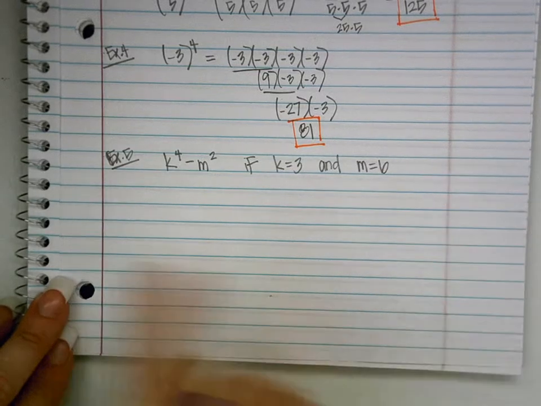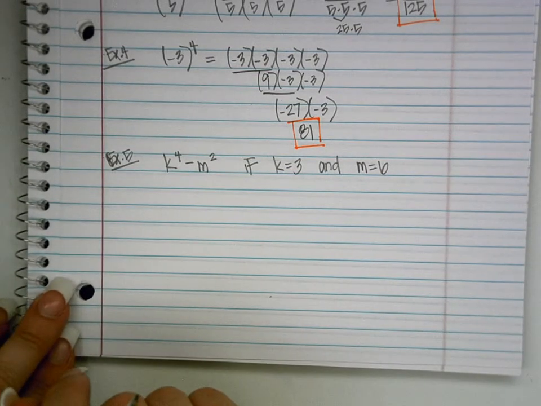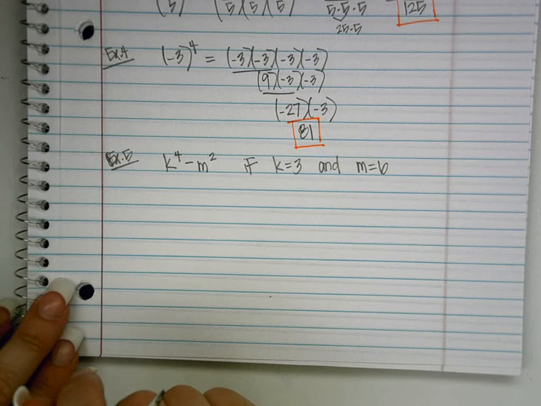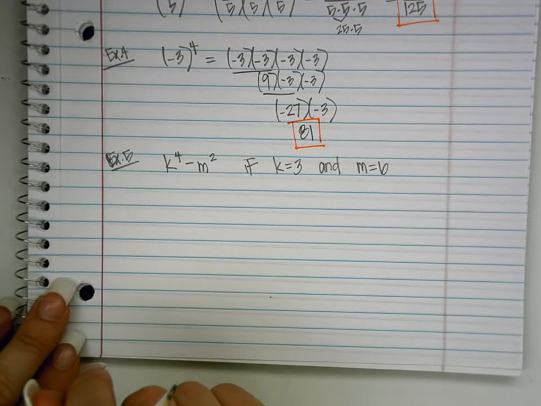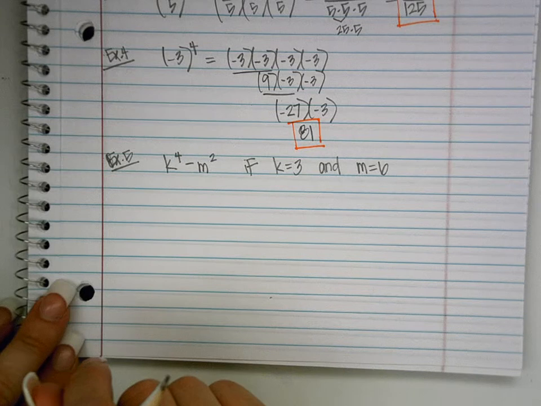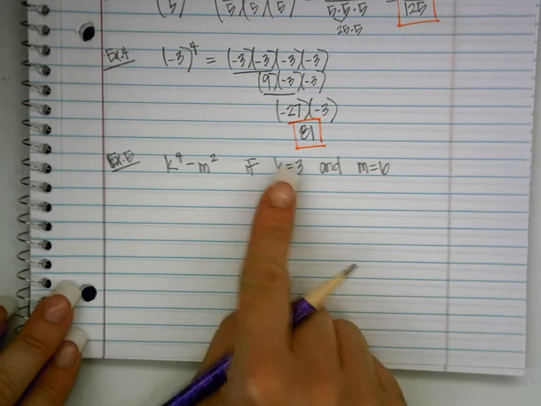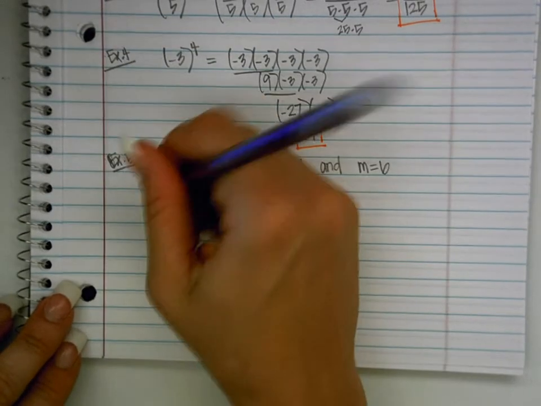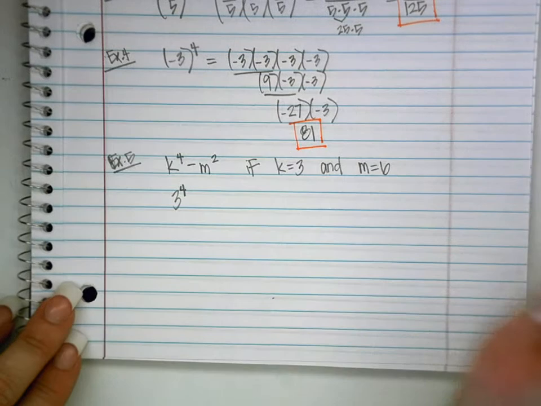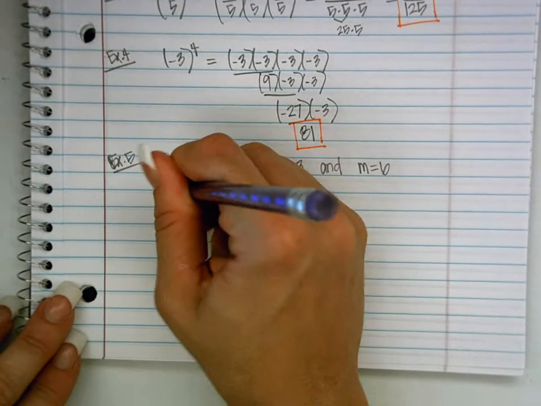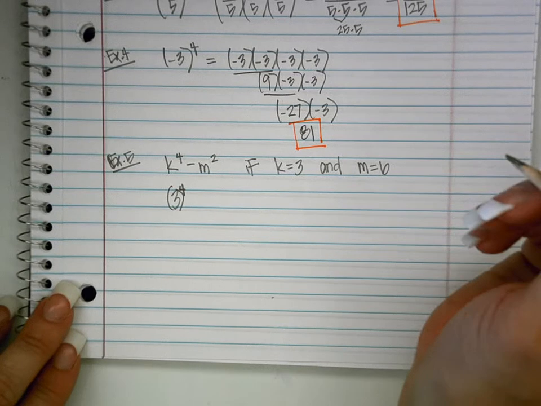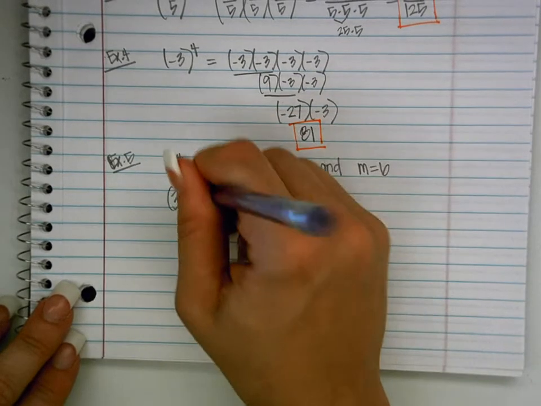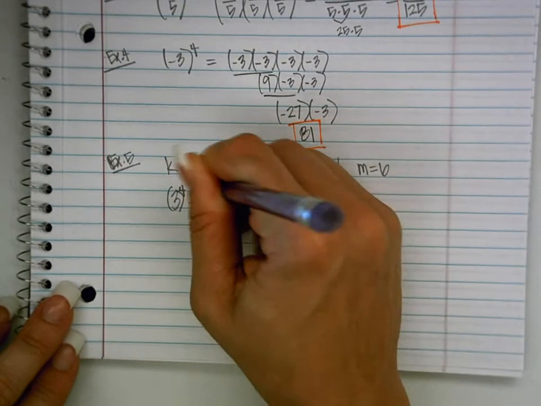So, first thing you want to do is, does anyone know the rule about whenever you plug something in? Whenever you plug it in, what do you have to do? Put it in parentheses. So, anytime you plug something in, I can't just write 3 to the 4th like that. I would like you to put it in parentheses, okay? And it will be important if you ever have any negatives. That's why we do that, okay? Minus m, I'm going to plug in a 6 to the 2nd power.